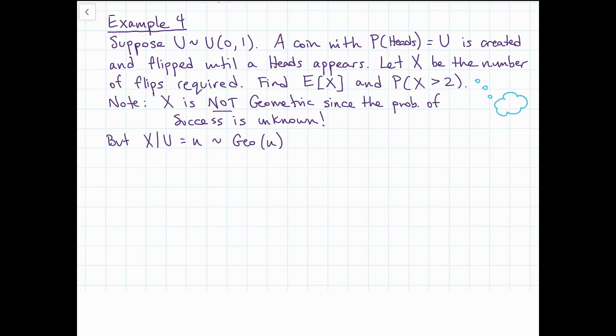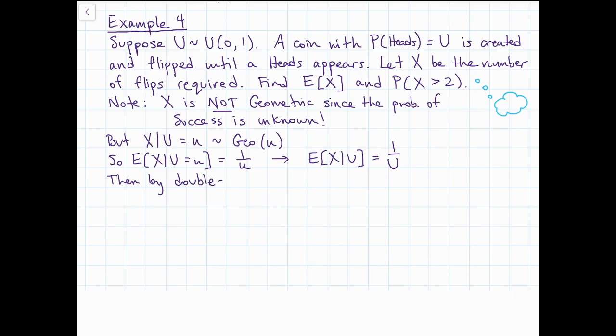Okay, well that tells us a few things. First of all, it tells us that the expected value of X given U equals little u is 1 over u. And that means that the random variable E of X given U is 1 over big U. So again, we're just taking that function, 1 over little u, and replacing little u with a big U to turn it into a random variable. And we know that because a geometric's mean is 1 over its parameter.